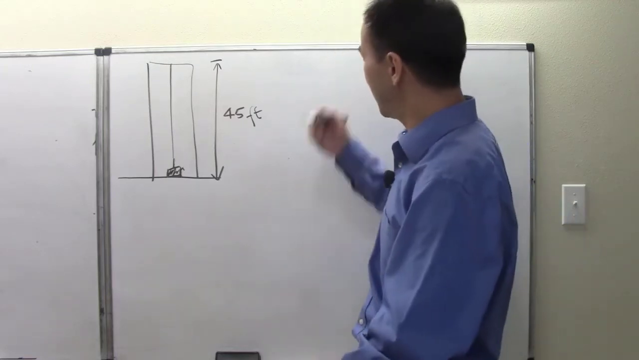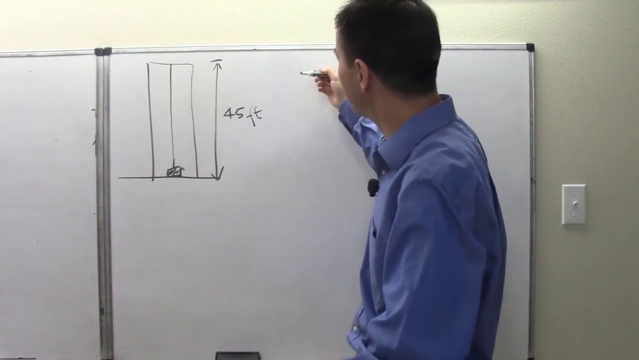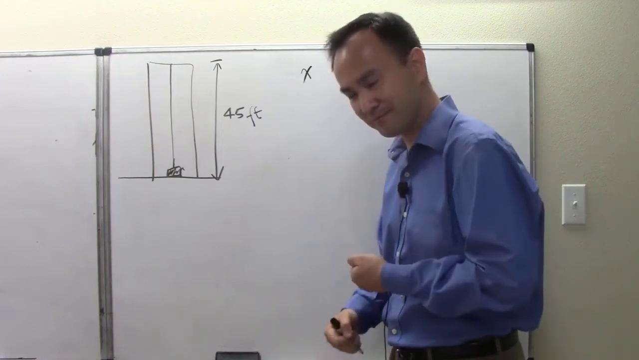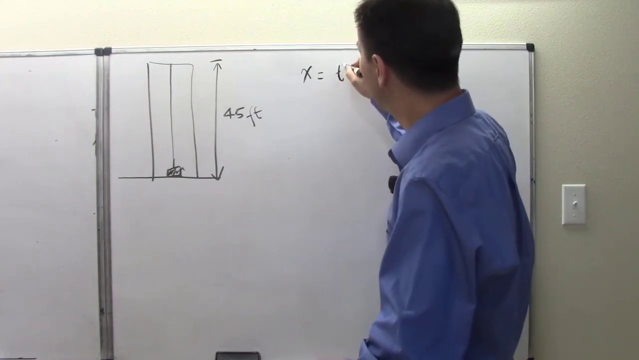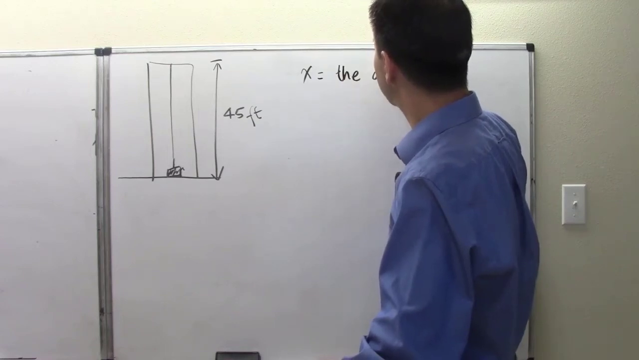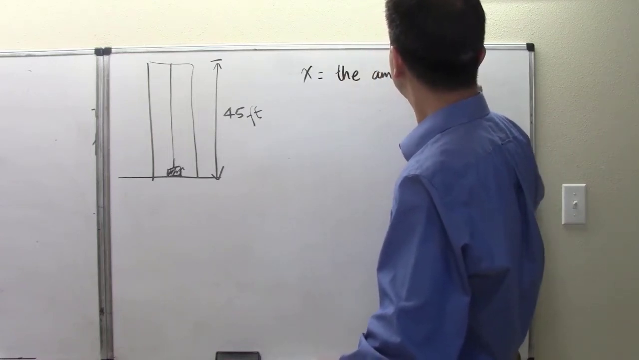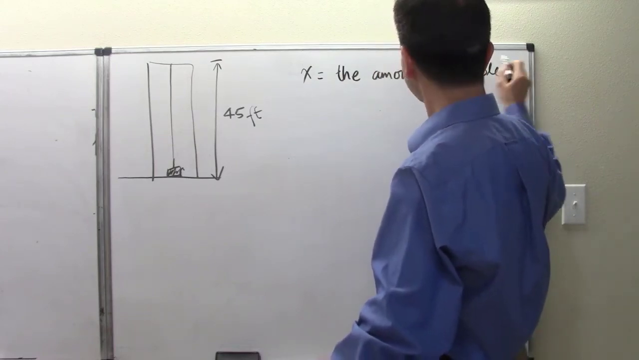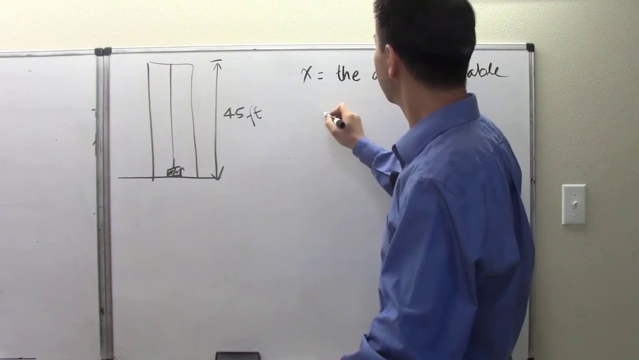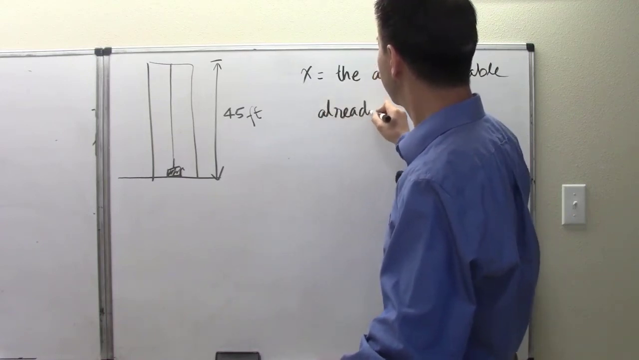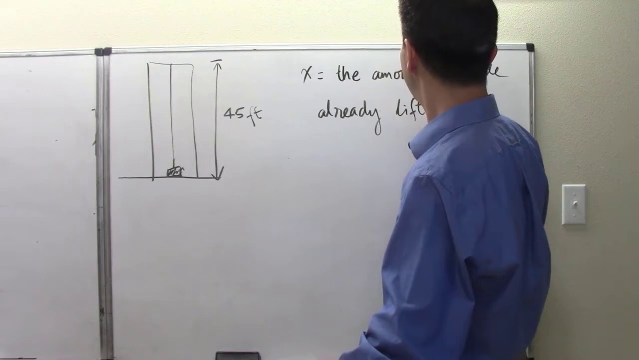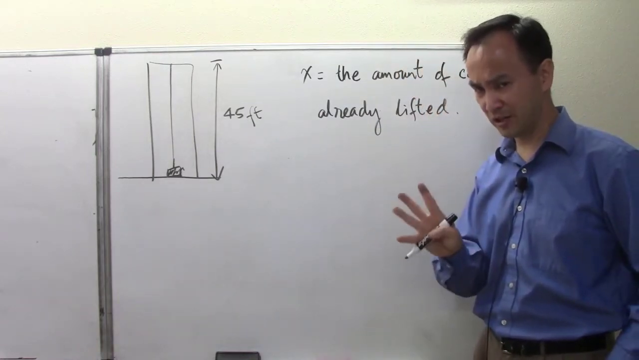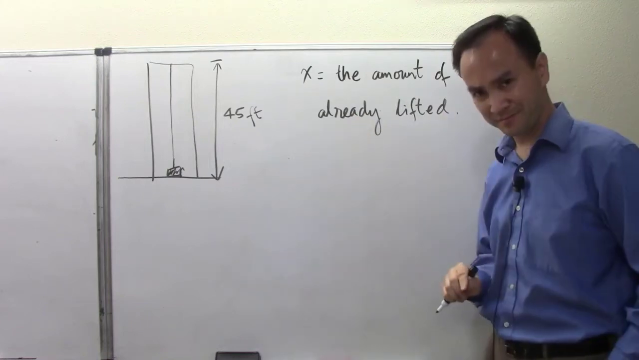Okay, so in that way, now I'm going to define my x variable. The plan now, again, is to just lift it step by step, bit by bit. So x here is the amount of cable already lifted. So it's the length of the cable. I'm not talking about the weight. I'm talking about the length of the cable already lifted.